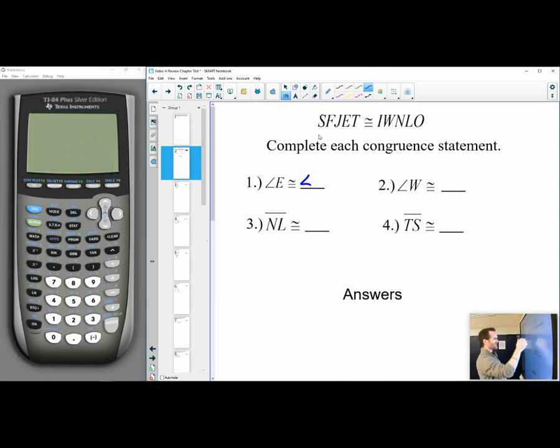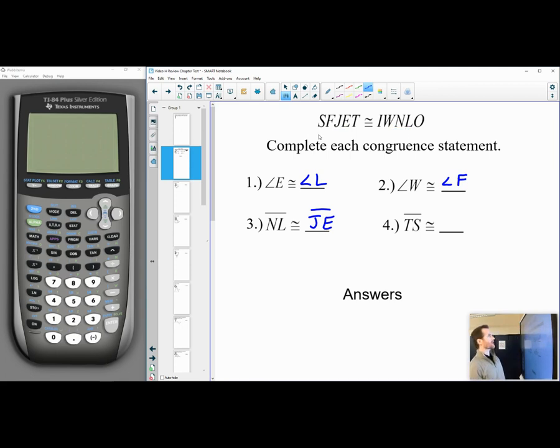Next up, that's the ugliest L I've ever seen. Whatever. Next up is angle W is congruent to something. Angle W is right there, so that corresponds to F, so it would be congruent to angle F. Now we've got segment NL, which is right there. That corresponds to J and E. They're in the same position, so it's congruent to segment JE.